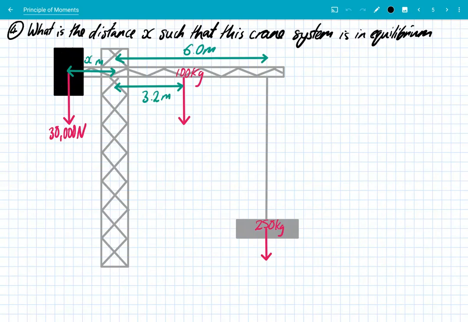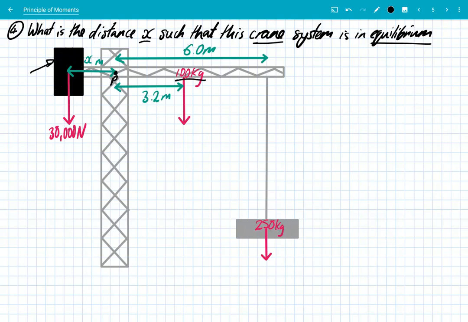This next one is a real life example, so I've shown it as an actual application to a real life problem. What is the distance x such that this crane system is in equilibrium? So the crane has got a counterbalance, which is over here, and it's trying to lift up an iron girder, which has got a mass of 250 kilograms. I should also say before we begin that the crane itself has some mass. The bar has a mass of 100 kilograms, and that's going to create a moment about this point here.